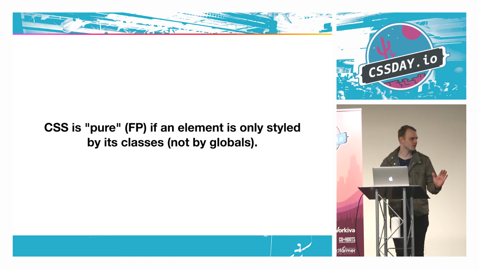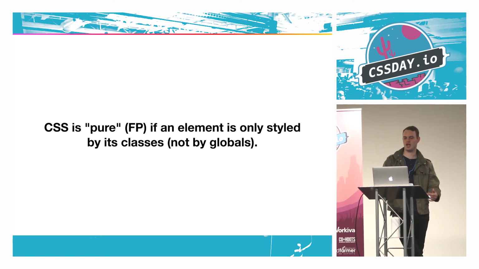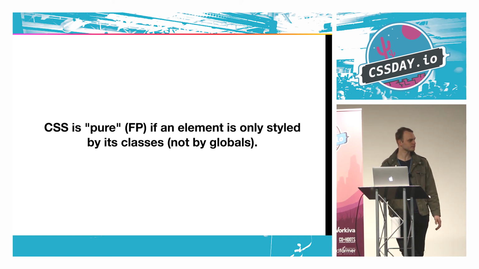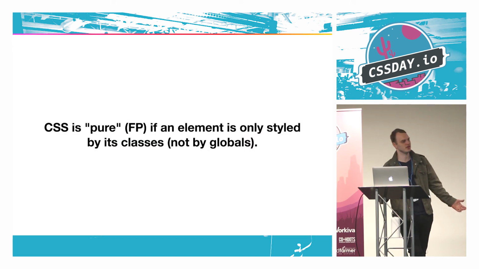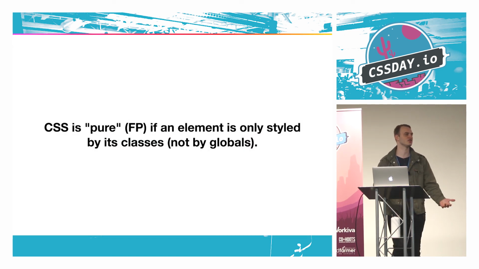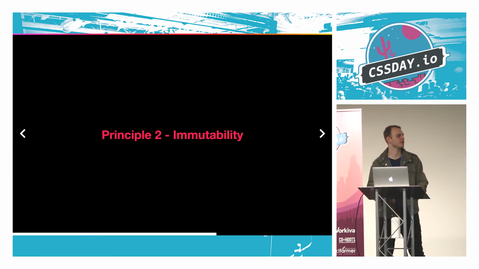So this is the speaker's opinion, so take it for what it's worth, but I would consider CSS to be pure in the functional programming sense if an element is only styled by its classes and not by globals. So I'll just let that sink in really quick. This is a little bit controversial because it's saying, hey, we don't want to use some of the core features of CSS. We're going to constrain ourselves. We don't want to use globals in the cascade to style our elements.